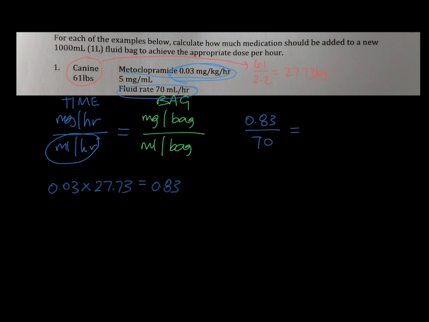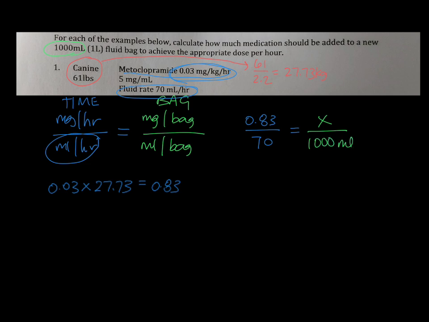Now that is going to equal the milligrams that I want to put into the bag. Now that is my unknown. I don't know how much I need to put into the bag. That's what I'm trying to figure out. So I'm going to call that X. Now on the bottom of the bag side of the formula, I'm going to put mLs per bag. I'm also told by the doctor that I'm going to put this dose of medication into a liter bag. So that is 1,000 mLs.